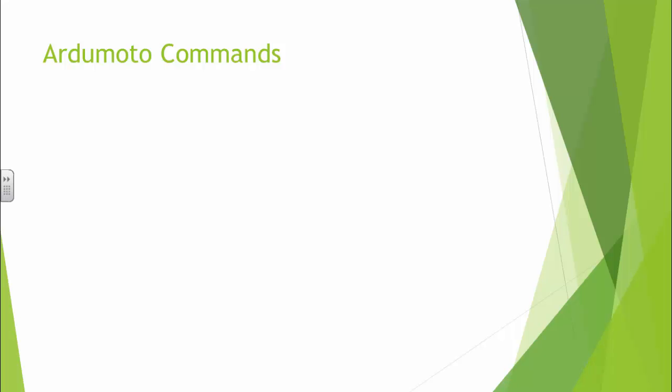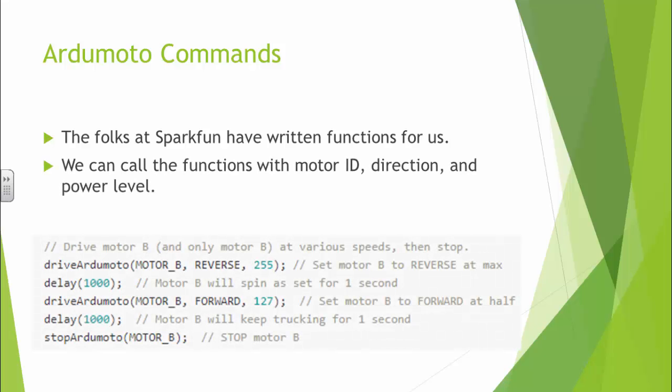So how do we control that crazy thing? Well, in fact, the folks at SparkFun have written functions for us to make it easier. It's really not that difficult if you don't use their functions, but their functions give us some very convenient commands. They wrote our drive Ardumoto function for us that allows us to send 3 parameters when we call it: which motor we want to move, which direction we want it to move, and what the power level should be.